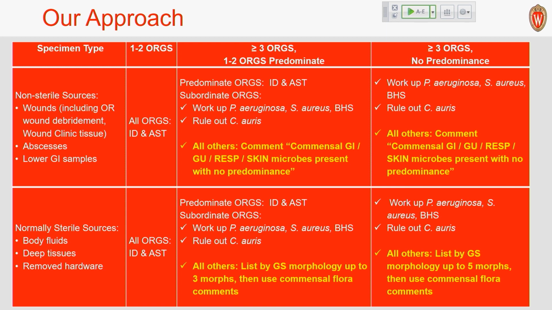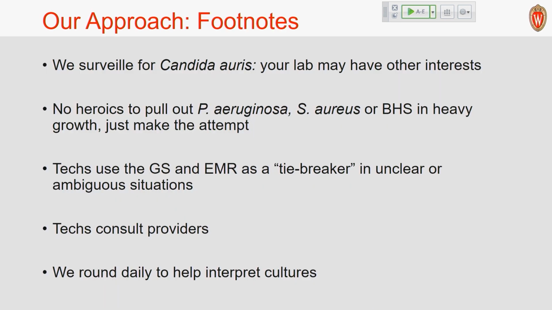I do think it's important that you look for some of these things, and the important thing is you can see them in a mix, or you can smell it in the case of a rouge. There might be some other important things, but you're never going to find them buried when you've got a lawn of bacteria. As I mentioned, we do surveillance for Candida auris. We haven't found any yet. And regarding a rouge and Staph aureus and BHS, there's no heroics. If we think it's in there, we'll try to pull it out, but if we don't get it, we don't get it.